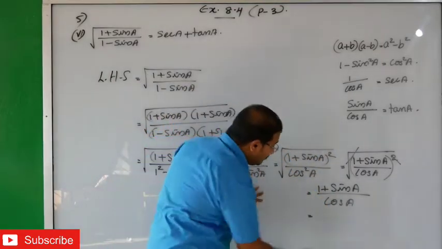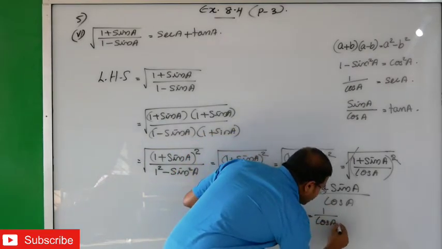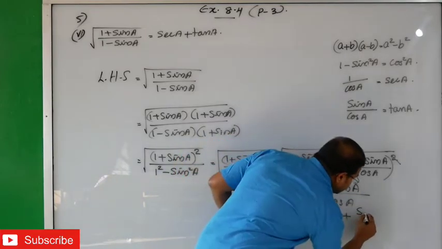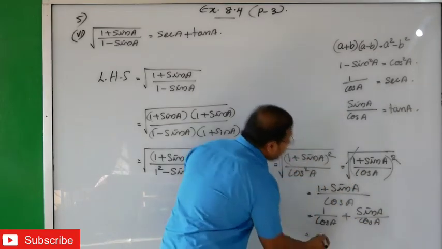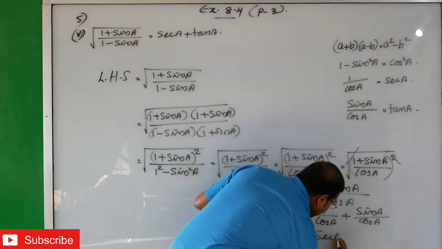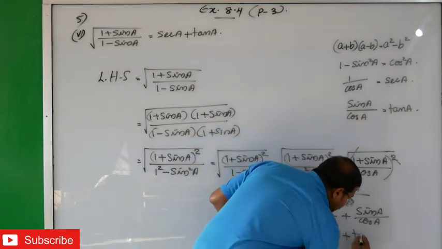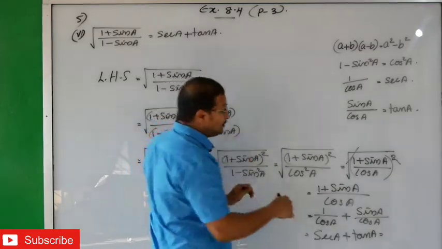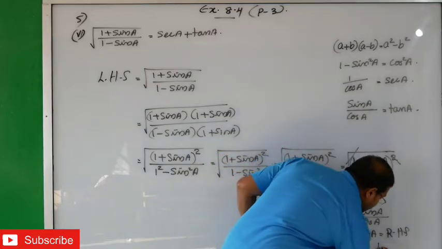Now we will separate this: 1 by cos A plus sin A by cos A. And we know that 1 by cos A is sec A, plus sin A by cos A is tan A, equals this one, RHS. Proved.